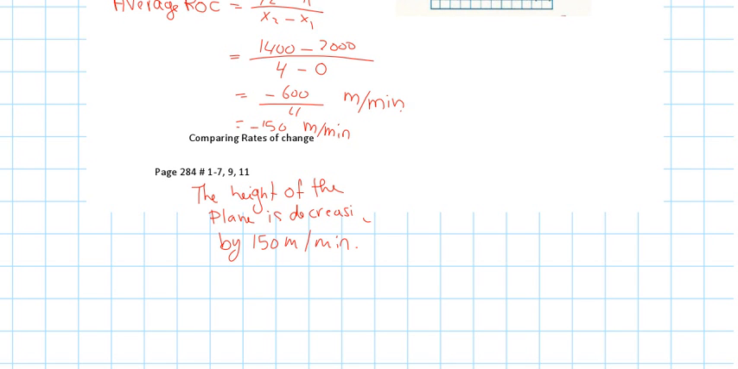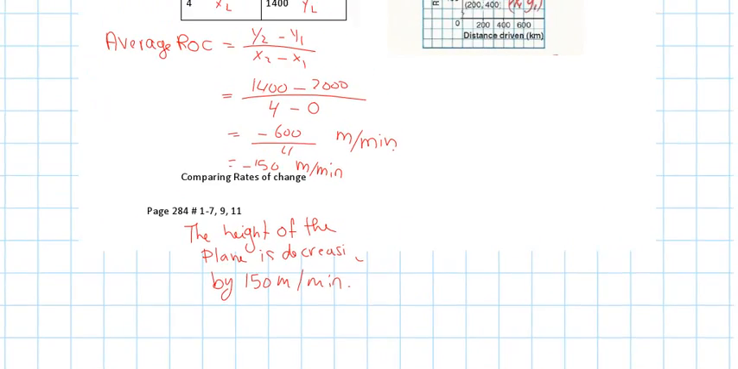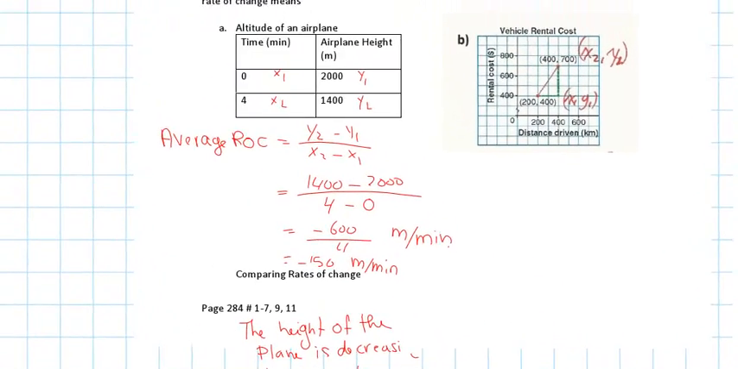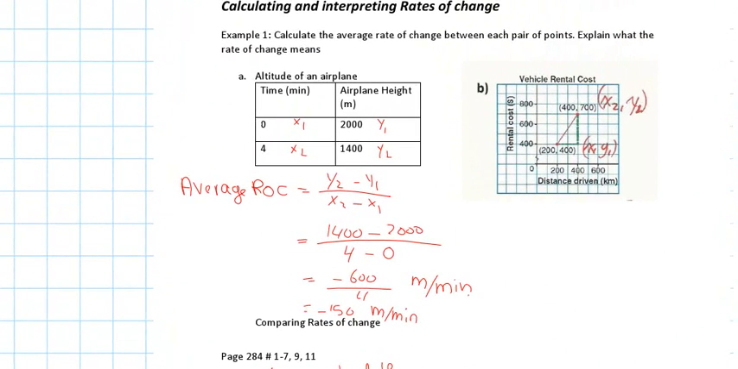So this is given 2 points. You can use that to calculate the average rate of change. Okay? The second example I have is a vehicle rental cost. So the distance driven versus the rental cost. So how many kilometers you drive, and then you're going to be able to calculate the cost, right?